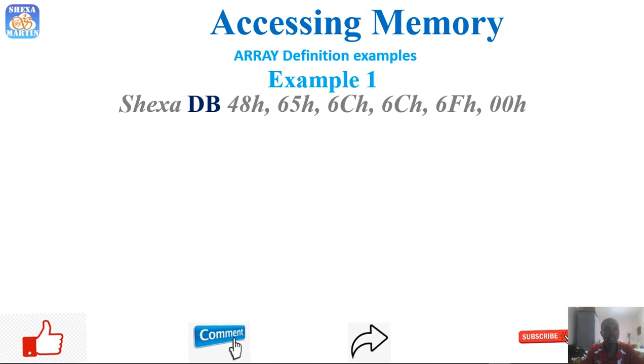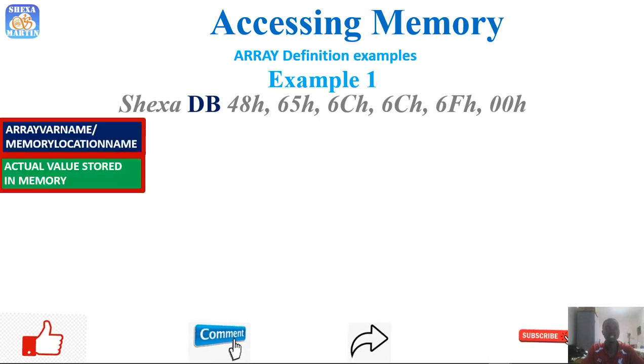And then what values do we have in our array? We have 48, 65, 6CH, 6CH as well, and then we have 6FH, 00H. So H stands for hexadecimal. It's just telling our assembler that this value is in the hexadecimal number system, right? So this is just an example of how one can define an array.